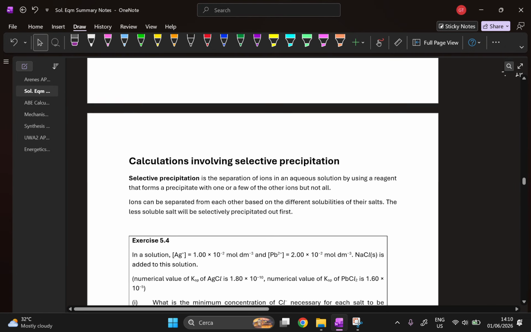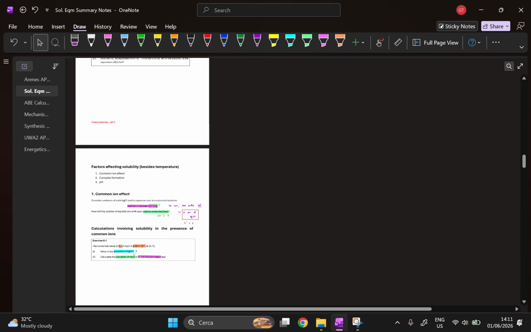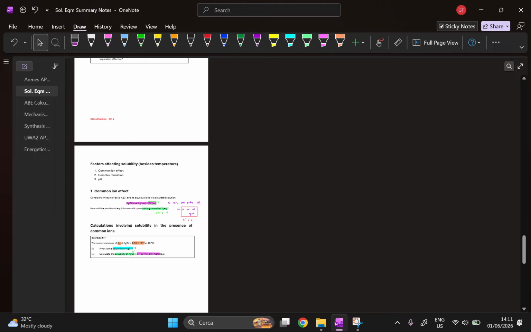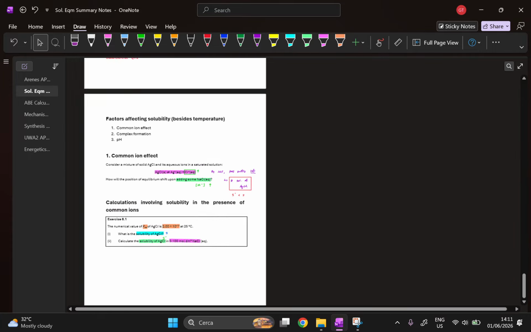Selective precipitation, should I go through selective precipitation? Actually, no, I'm not going to. But exercise 5.4, this is basically just an application of everything you've learned so far. I've more or less just gone through the main types of calculations.